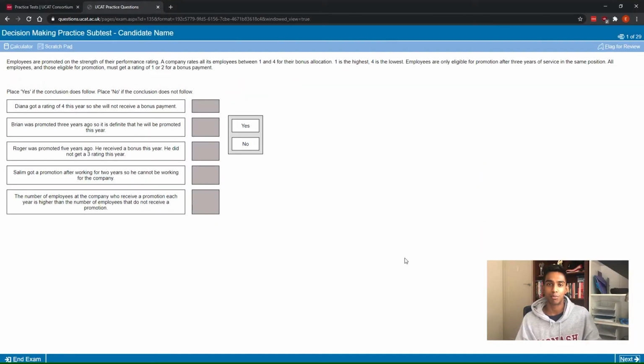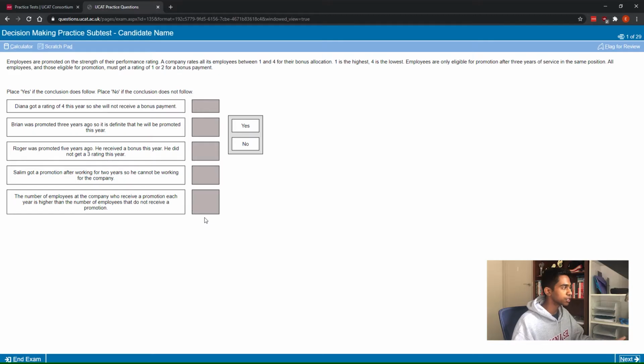So as usual, I've pulled up a practice Decision Making Subtest from the UCAT Consortium official website. And with this, I'll be able to show you guys the ways I answer each of the 6 question types in the Decision Making Subtest. So straight away, we have this question type, which is called a syllogism. And syllogisms usually make you do a lot of mental gymnastics and try to best understand this stimulus that they provide here. And then you have to drag and drop yes and no for each of 5 questions.